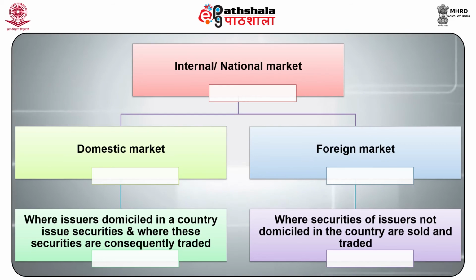Let us understand the globalization of financial markets. From the viewpoint of a given country, financial markets can be classified as: number 1, internal or national market, which includes domestic market where issuers domiciled in a country issue securities and where these securities are consequently traded, and foreign market where securities of issuers not domiciled in the country are sold and traded. Second is the external or international market. This market permits trading of securities with two different features. First, at issuance, securities are offered simultaneously to investors in a number of countries, and second, they are issued outside the jurisdiction of a single country. Thus, it is denoted as the offshore market or the euro market.